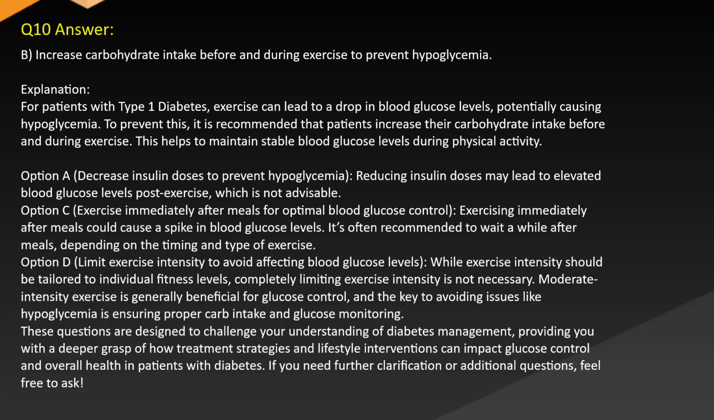Option D, limit exercise intensity to avoid affecting blood glucose levels. While exercise intensity should be tailored to individual fitness levels, completely limiting exercise intensity is not necessary. Moderate intensity exercise is generally beneficial for glucose control, and the key to avoiding issues like hypoglycemia is ensuring proper carb intake and glucose monitoring.